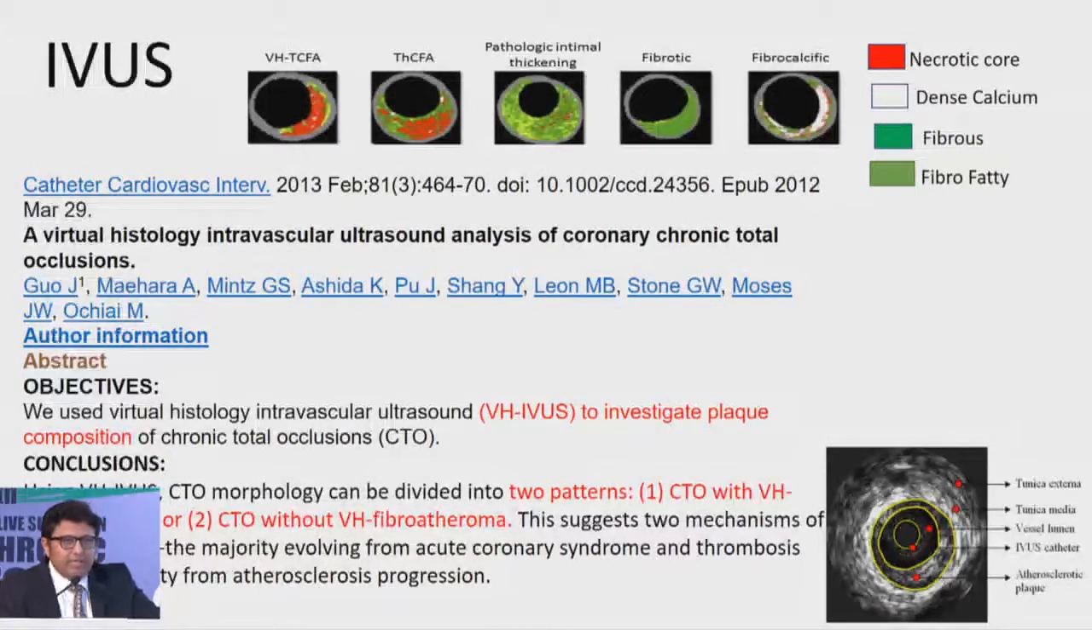IVUS, which is nowadays routinely used in the lab, that is the virtual histology intravascular ultrasound. Guo Mintz and his colleagues have shown histologically with intravascular ultrasound, that is VH, virtual histology, to investigate the plaque composition, and 2 patterns were seen, with and without fibroatheroma on the virtual histology.